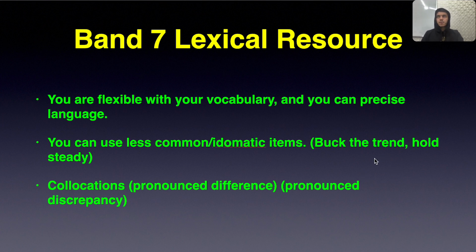Hold steady means to not increase or decrease. So let's say something increased to 45 and it's staying at 45. It's holding steady. Collocations, pronounced difference, okay? Pronounced difference means obvious difference, clear difference, pronounced difference. So this is an example of collocation.